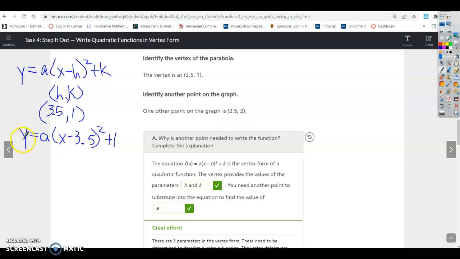So you can see we have y, a, and x still left. If we substitute for x and y, then we can solve for a. So that's what we're going to do. So y is 2, and x is 2.5.